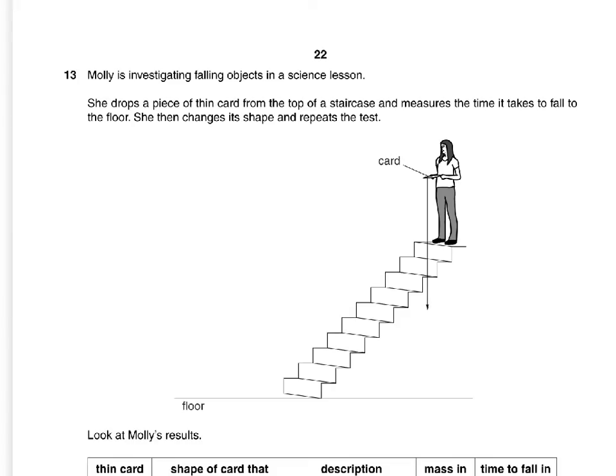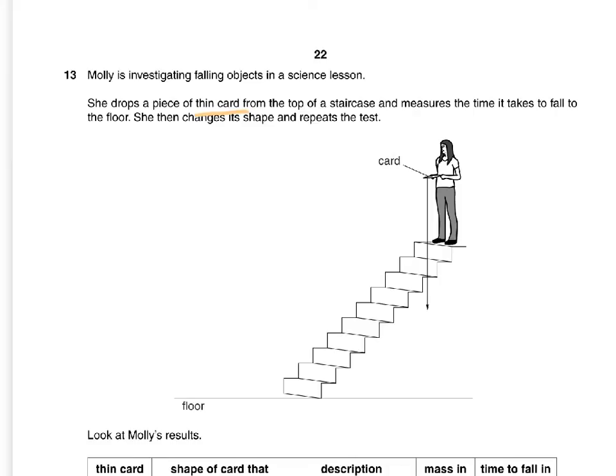Okay, we're near the end now. Question 13, last question. Molly is investigating falling objects in a science lesson. She drops a piece of thin card from the top of a staircase and measures the time it takes to fall to the floor. She then changes its shape and repeats the test.